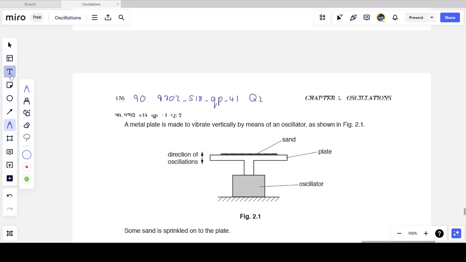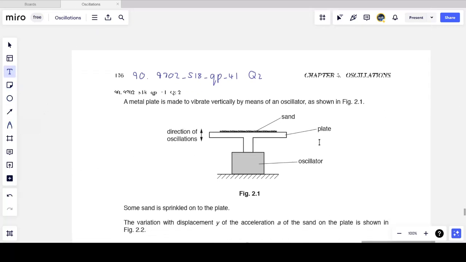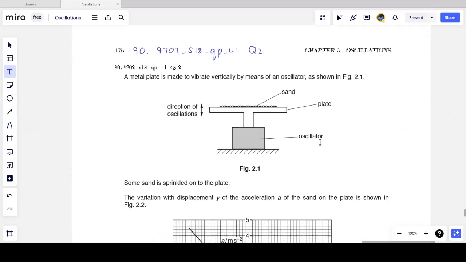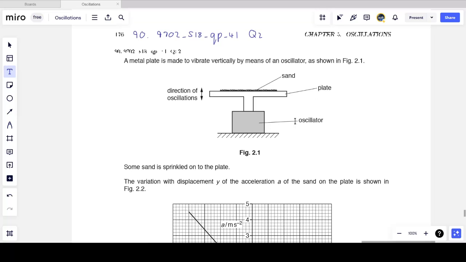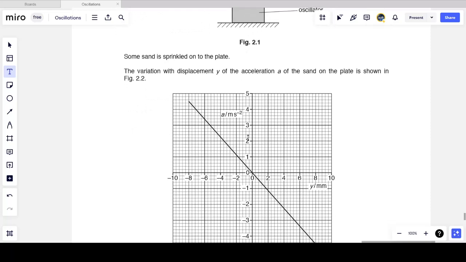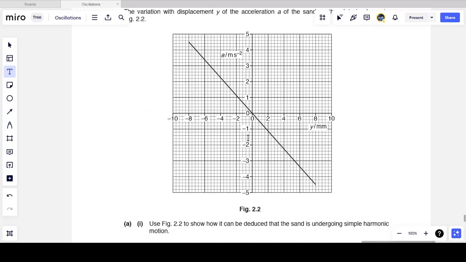We are told that a metal plate is made to vibrate vertically by means of an oscillator. So we have an oscillator causing the plate to vibrate, and we have some sand sprinkled onto the plate. The variation with displacement y of the acceleration a of the sand on the plate is shown. So we can see a nice straight line graph. There's no kinks in this graph. It's actually a nice straight line.